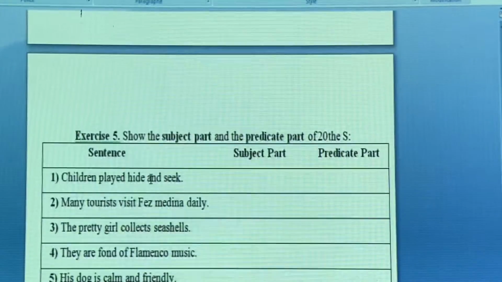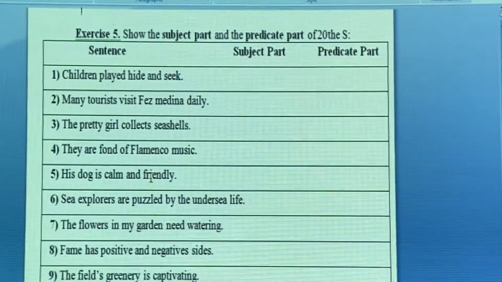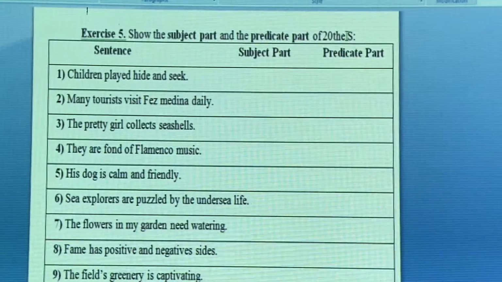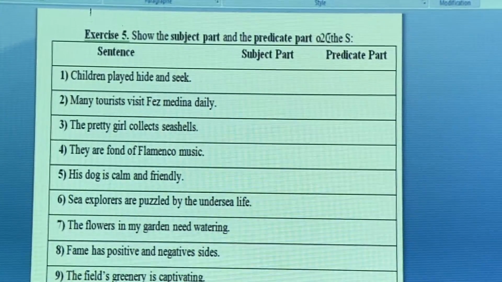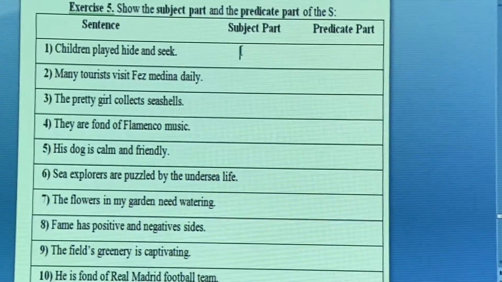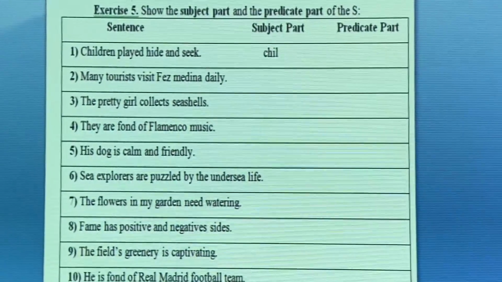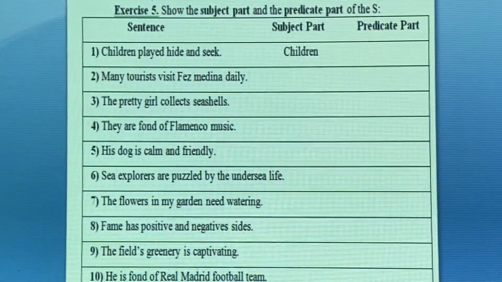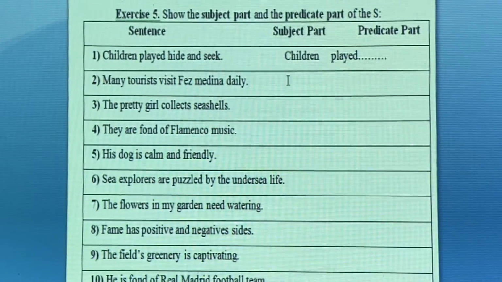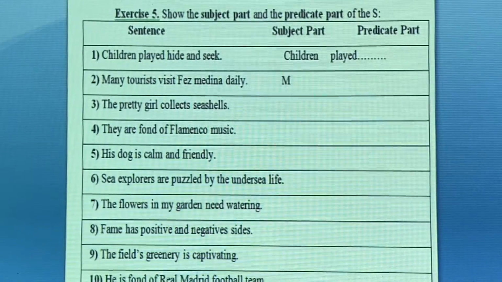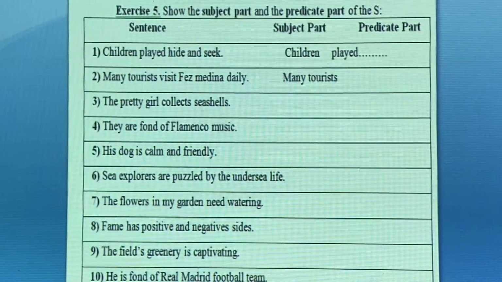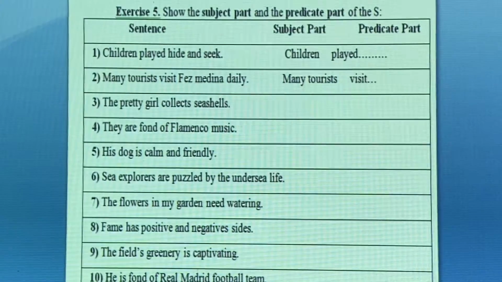Let's move now to exercise 5. Let's do it together. So, show the subject part and the predicate part of the sentences you have here. Children played hide and seek. So, the subject here is children. The predicate part is the rest. Played hide and seek. Please copy the full sentence in your handbooks. Many tourists. This is the subject here. Many tourists. And the predicate is visit Fez Medina daily.